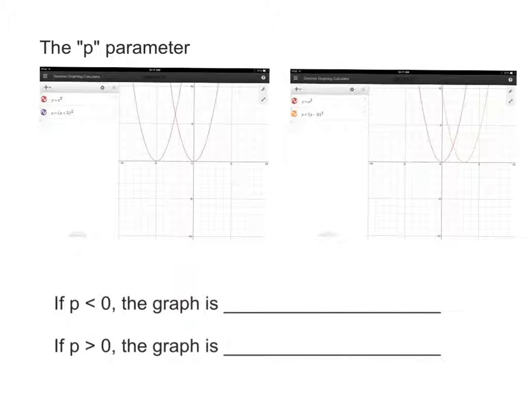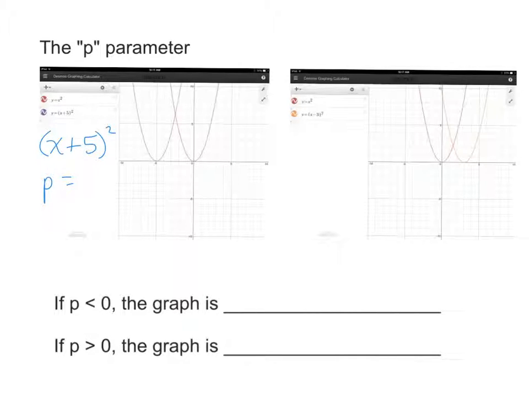This is the part that gets a little bit confusing for people. The equation is y equals a(x minus p) squared plus q. So for this one, which is (x plus 5) squared, what's the p value? What is p equal to here?